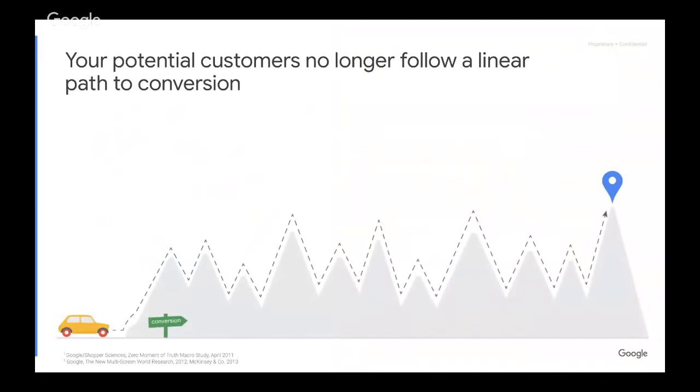So first of all, your potential customers are no longer following a linear path to conversion. It means that they're actually consulting up to 10 sources every time that they purchase something, big or small. On average, it's 10 sources that people actually use in order to consult before they purchase. And then also they do this by switching between devices and platforms.